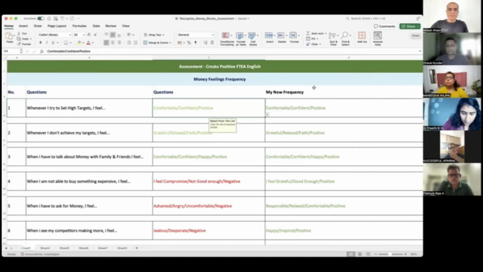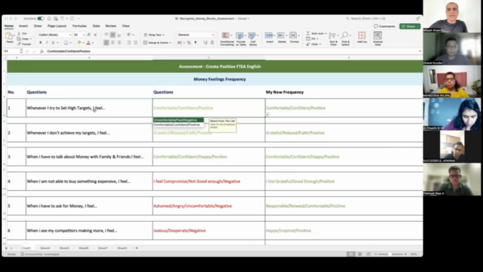All right. So Dhaval, here are the questions. Question number 1. When I try to set high targets, I feel. Now, when you come to this column later, you will see there's a small drop down arrow here. Do you see this? Yes. We'll have 2 options, positive and negative. Yeah. Let's start answering the questions.